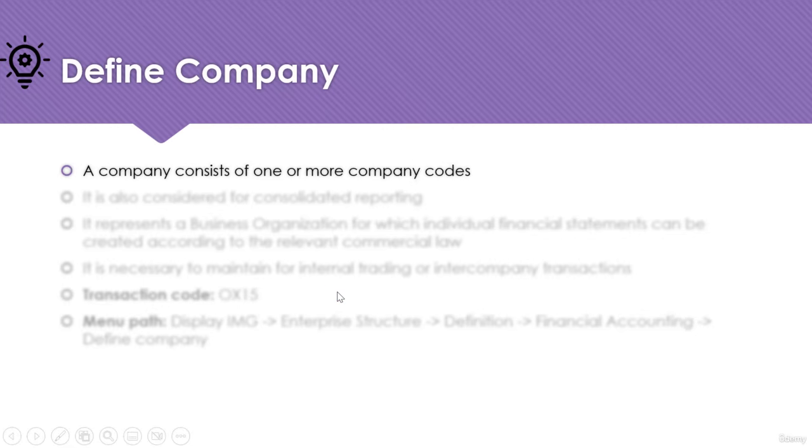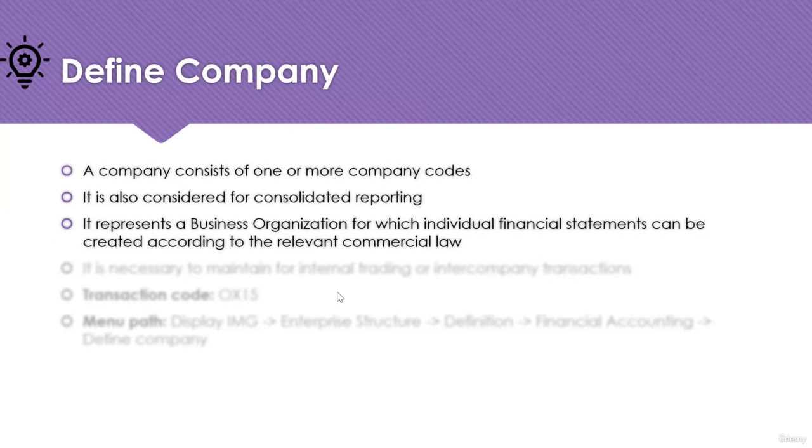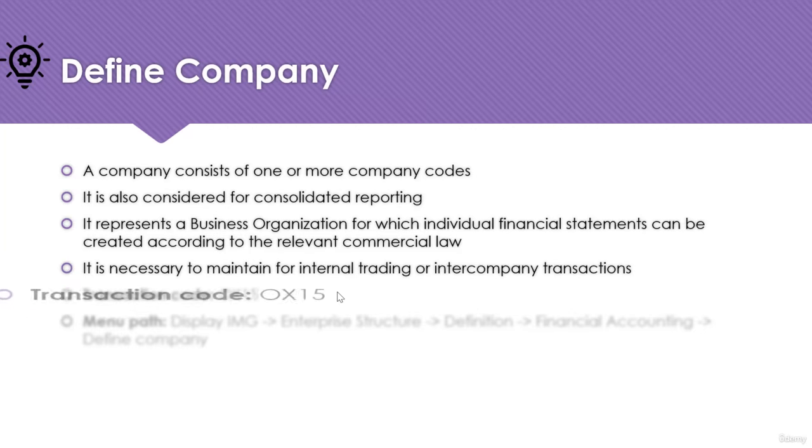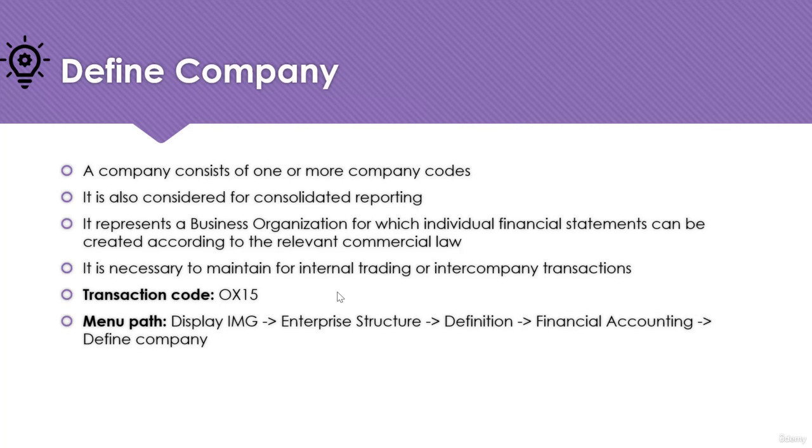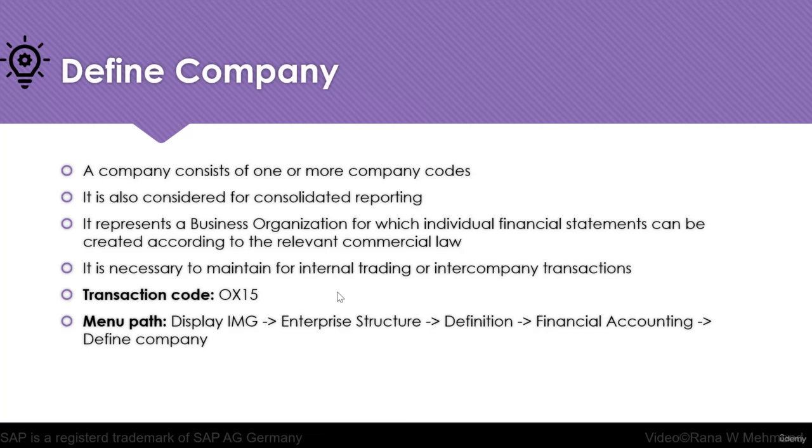So a company consists of one or more company codes. It is also considered for consolidated reporting. It means that you can create a consolidated report for all the company codes by using the company. It represents a business organization for which individual financial statements can be created according to the relevant commercial law. It is necessary to maintain for internal trading or intercompany transactions. Its transaction code is OX15, and here is the menu path to define company in the SAP system, which I will do now.